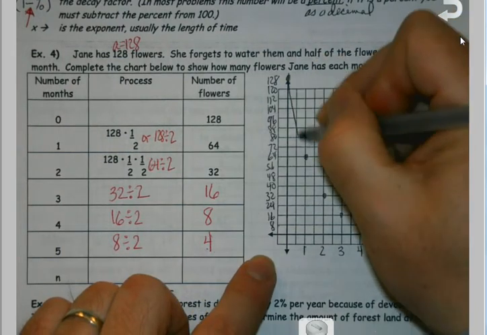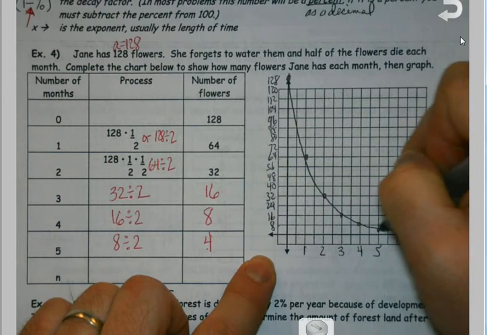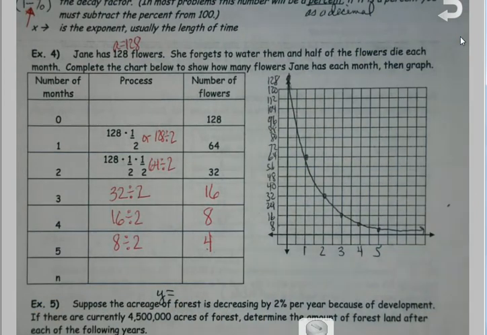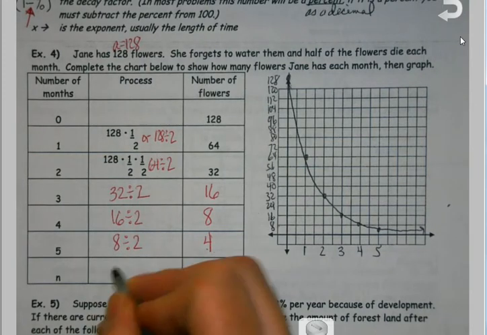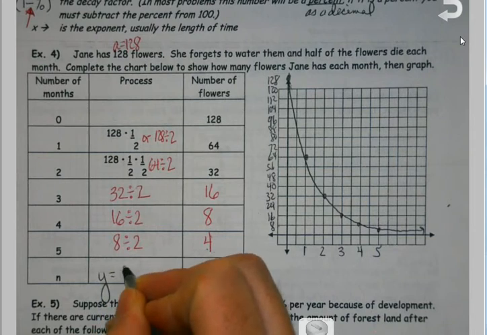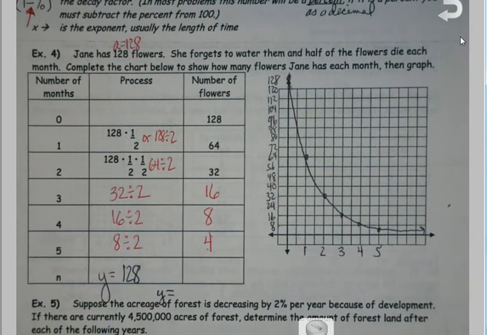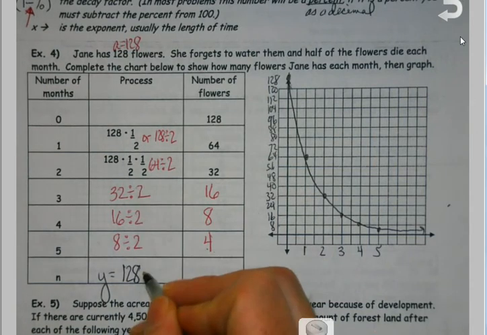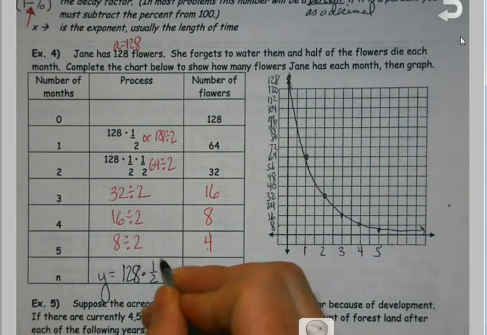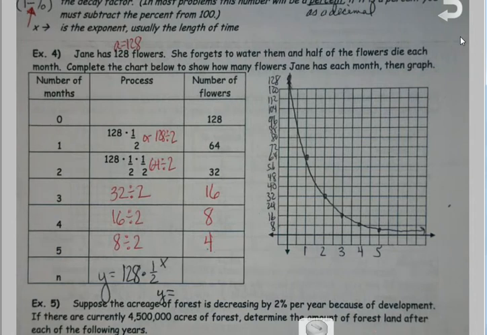So this one, and notice what the graph looks like. Now I can't go below the axis because I'm not going to have negative flowers. That's not possible. But it goes down from left to right when it's going to be decay, and it goes up when it's growth. So I can kind of visually see this. But when I'm making my expression, this time I'd start with 128, but then my decreasing part's going to be the 1/2 each time. And that's how I'd figure it out.